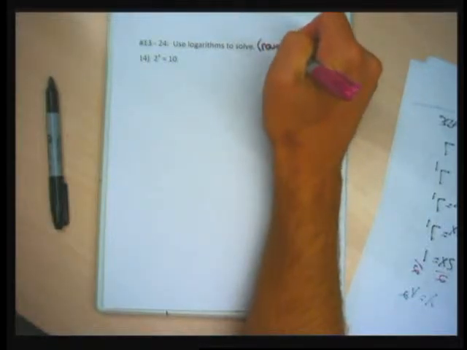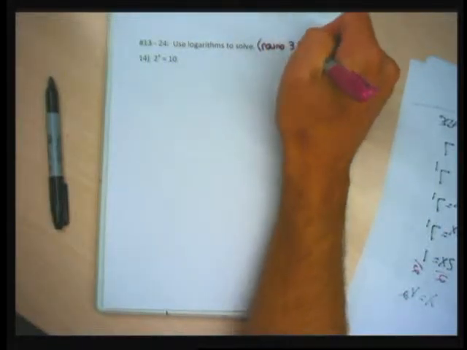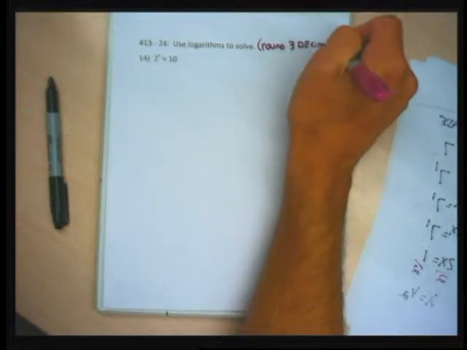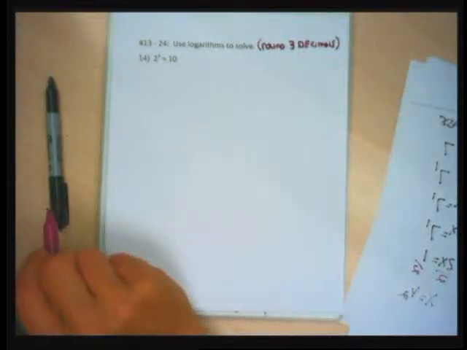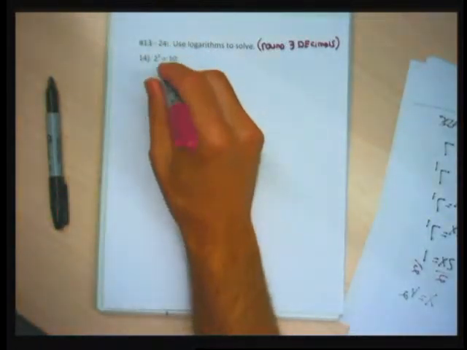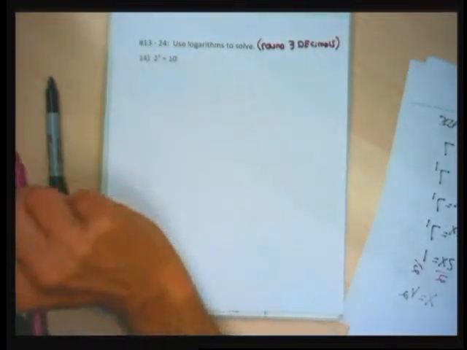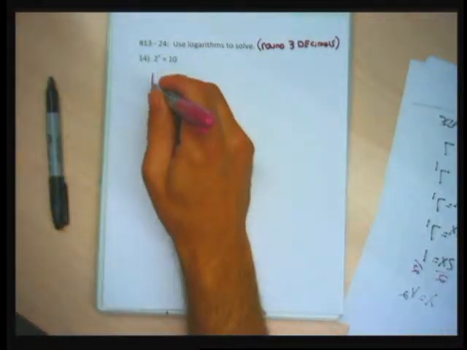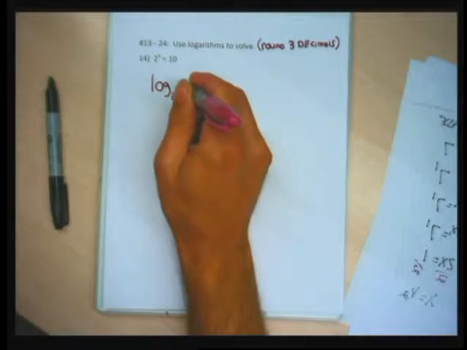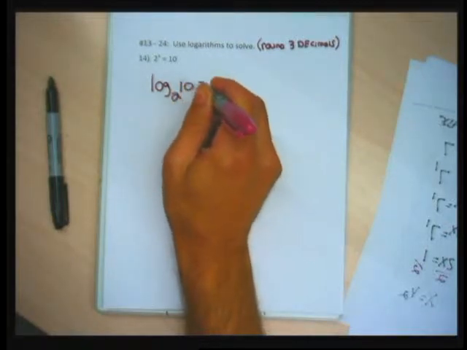Let me round to 3 decimals. When you have a rounded answer, the checking doesn't work perfectly, and the more decimals you include, the better the checking works. So, logarithmic approach, because there's an x and an exponent, I'm going to write the word log. The 2 is going to be the low part. I'm going to switch the 10 and the x.